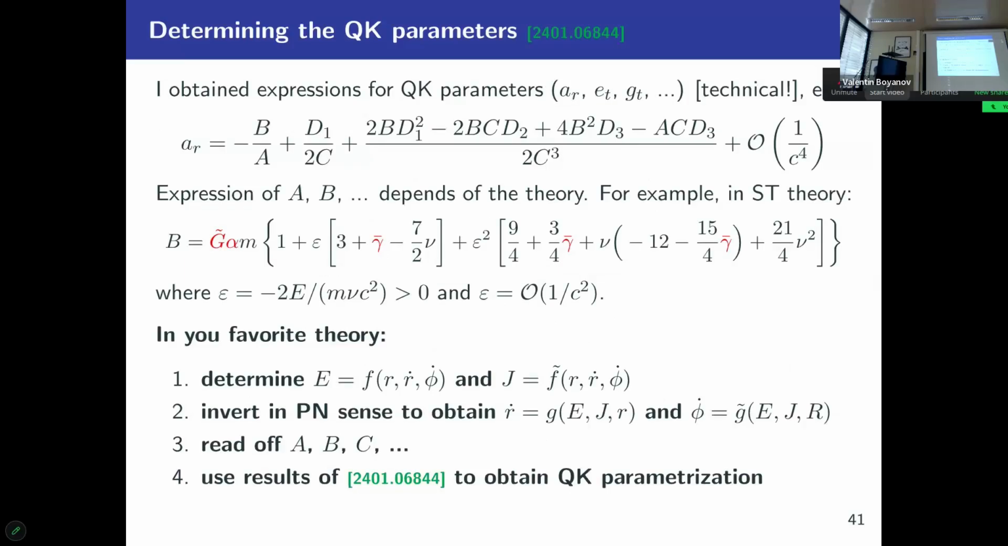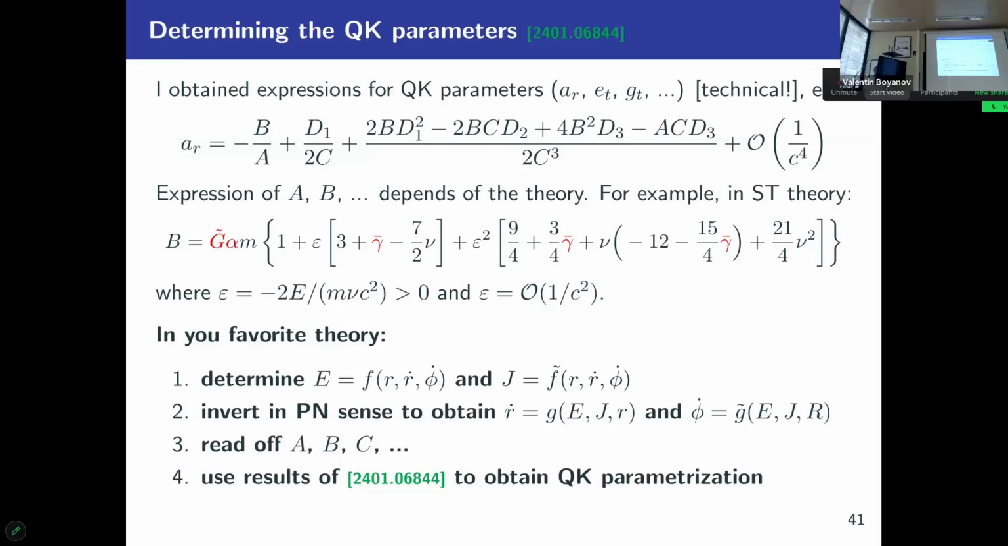And so, for example, what we obtain is that this would be your semi-major axis expressed in terms of these ABCs. And if you replace these ABCs by their values in scalar-tensor theory, you'll get something like this. This would be your normalized energy and normalized angular momentum. This was very useful for my calculation I'll be showing later.